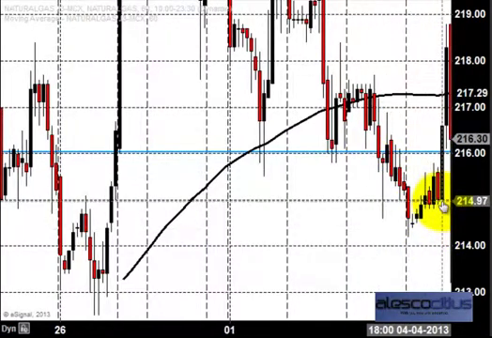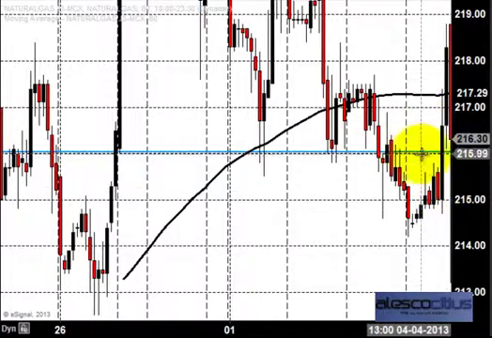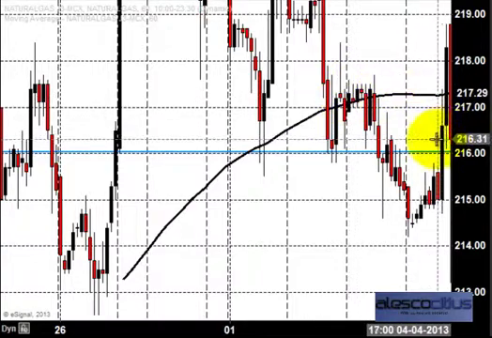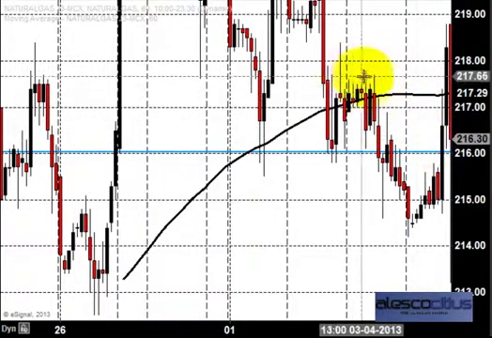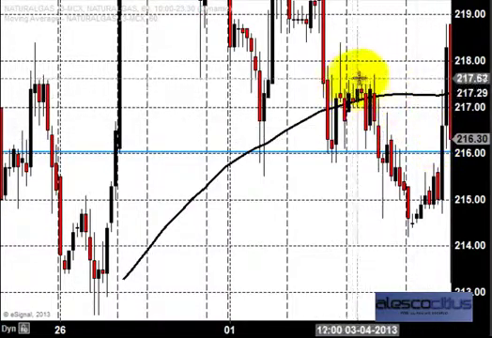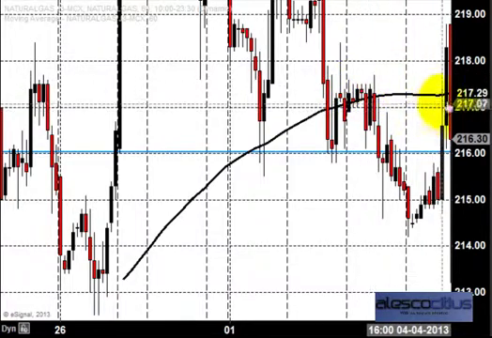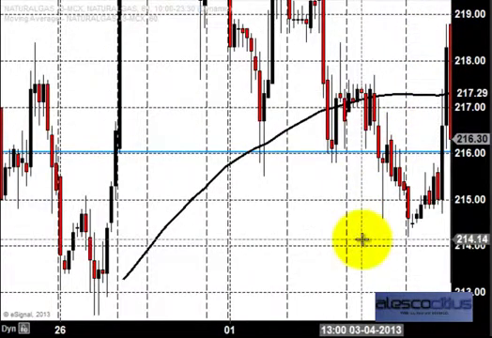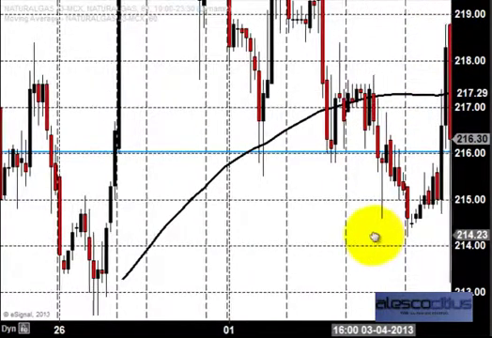Now you can see before the inventory report the price broke 216 and went up and tested the average. We know that on the previous day the price struggled to clear the zone, but yesterday the price was quite comfortable in clearing the zone with the help of our great Indian rupee factor. So what happened after the report?